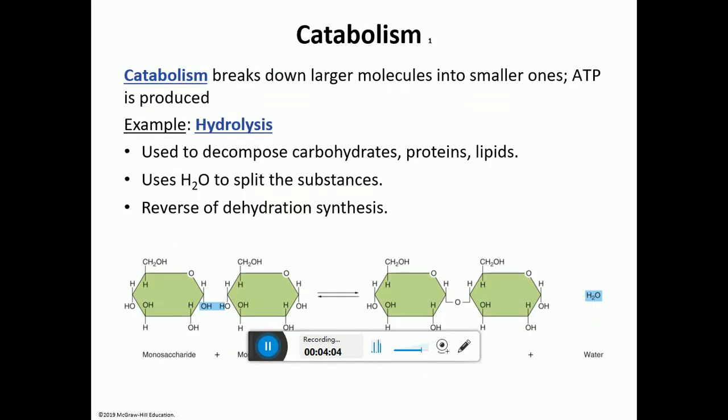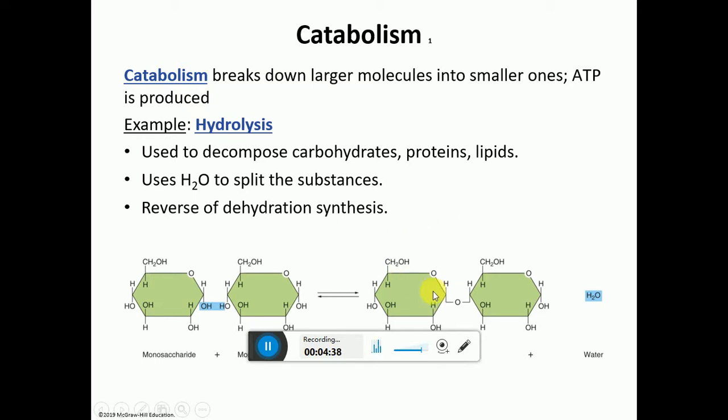Now for catabolic reactions, that is basically the reversing of that reaction that we just did. So in anabolic reactions, we did what is known as dehydration synthesis. In order to break that bond that we made, we would have to reinsert that water molecule, and that is known as hydrolysis. So to hydrolyze something means to add that water molecule, and we're going to do that when we want to decompose or break down carbs or proteins or fat, which are lipids.